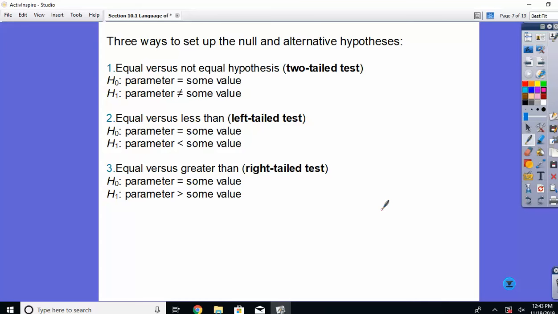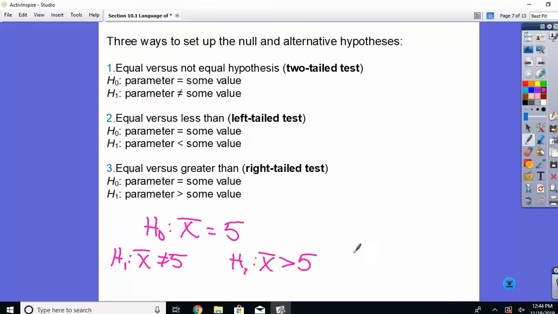The difference is the alternative hypothesis. We can either say it's not equal to a value, it's more, or it's less. So if my null hypothesis was that the mean is equal to 5, then the 3 different alternative hypotheses I could make would be the mean is not 5, the mean is greater than 5, or the mean is less than 5. Okay, those are the options that we will look at.